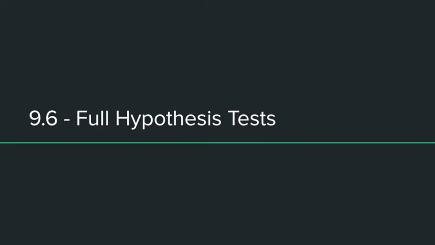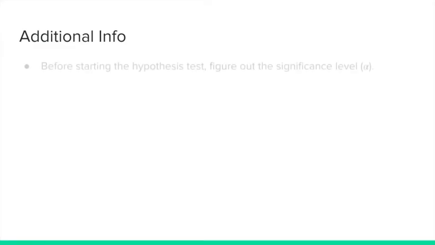Up until this point, we've been learning how to identify the null and the alternative hypothesis, how to identify type 1 and type 2 errors, figuring out what distributions we're going to use, under what circumstances, and all that leading up to this section. So before we do our first hypothesis test, some additional pieces of info I just want to run past you.